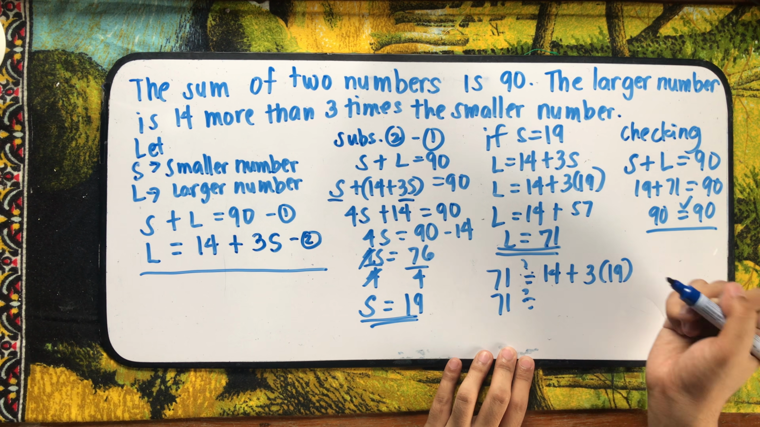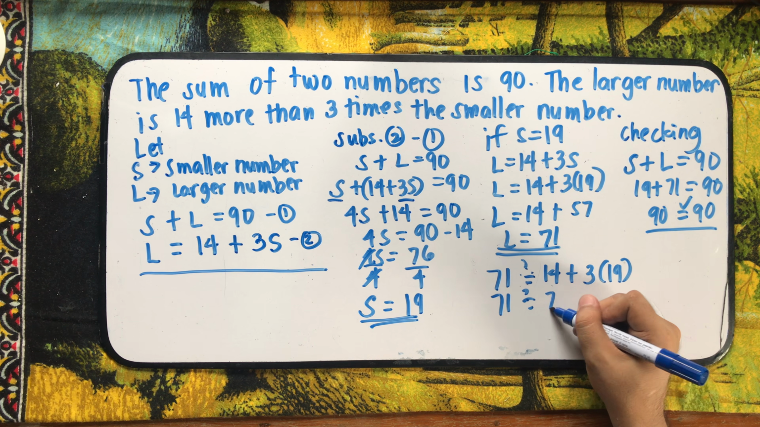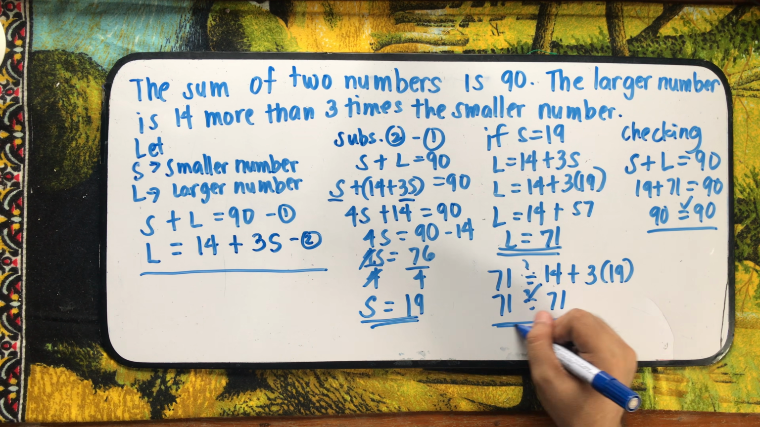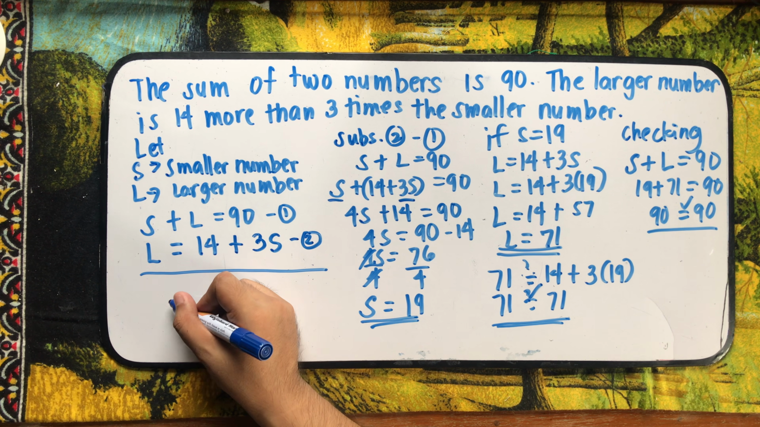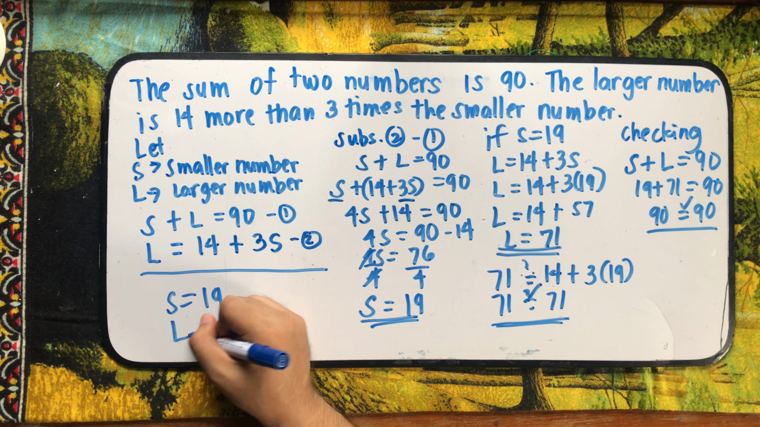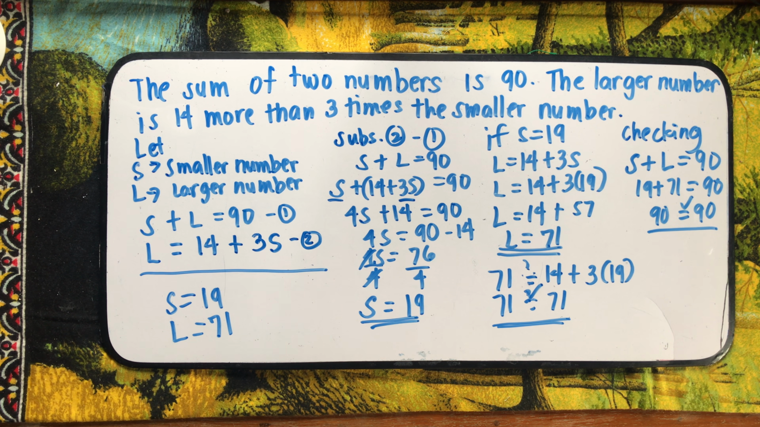Okay, let us try to check. 3 times 19 is 57. 57 plus 14 is 71. Therefore, the numbers would be 19 and 71. Again, S is equal to 19 and L is equal to 71. The smaller number is 19 and the larger number is 71.